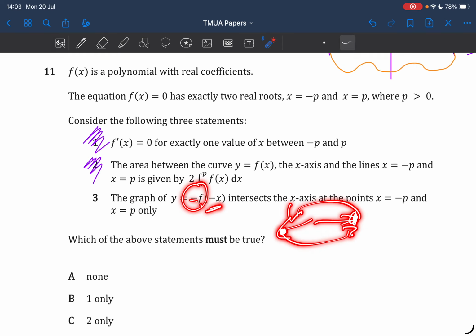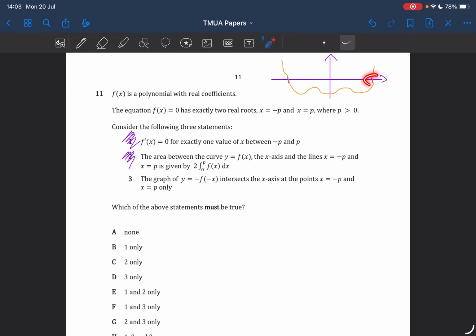And then this flips everything upside down. So 0 gets mapped to 0. So all that's going to happen effectively is, this one goes to there and this one goes to there. So they're still going through at P and minus P. So still completely fine.